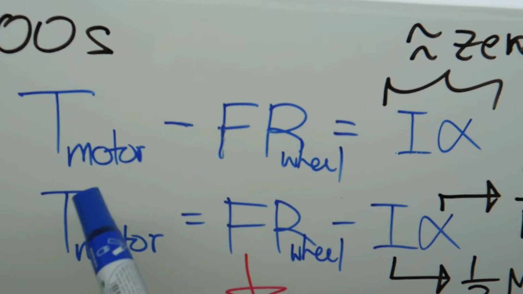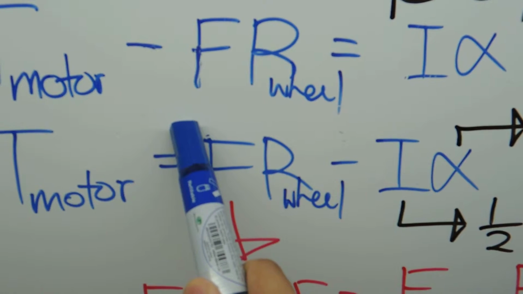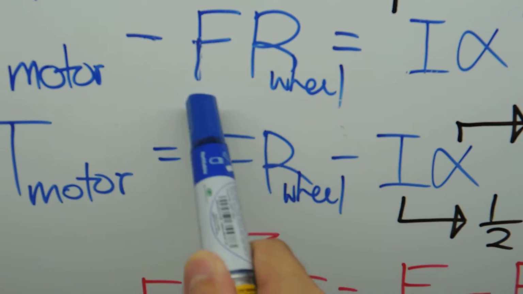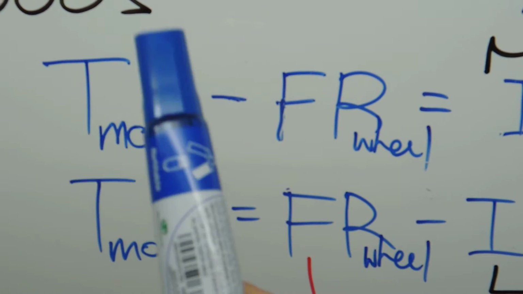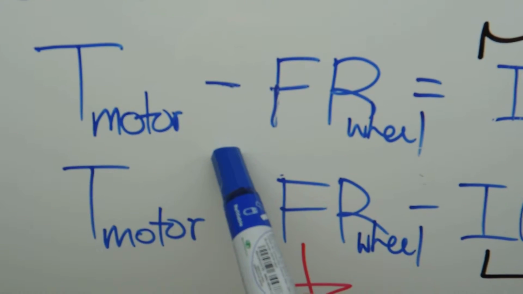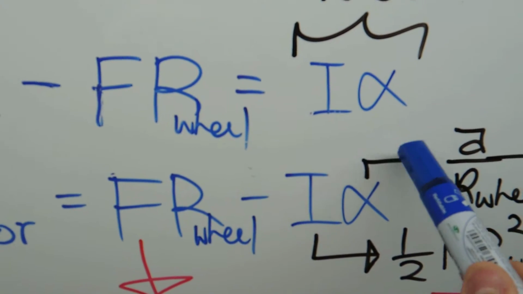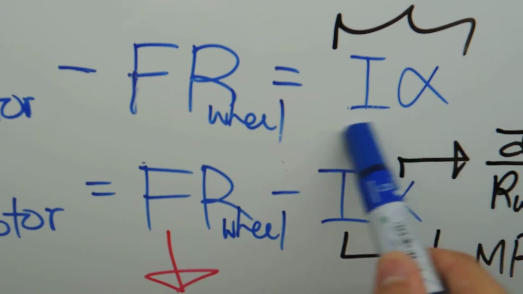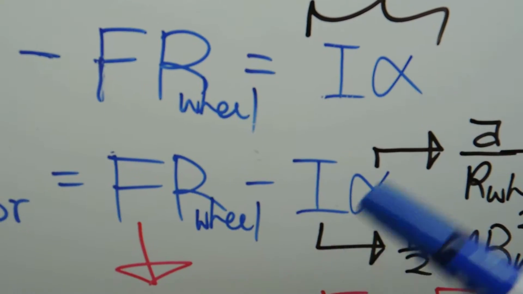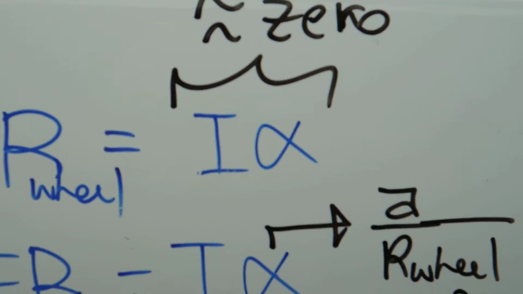Okay, this is the torque of the motor, and this is the torque done by the wheel. This is the wheel radius, and this is the force done by the wheel. When you use the torque of the motor to minus away the torque produced by the wheel, you will get this thing. This is like your mass times acceleration, just that it is an angular thing.